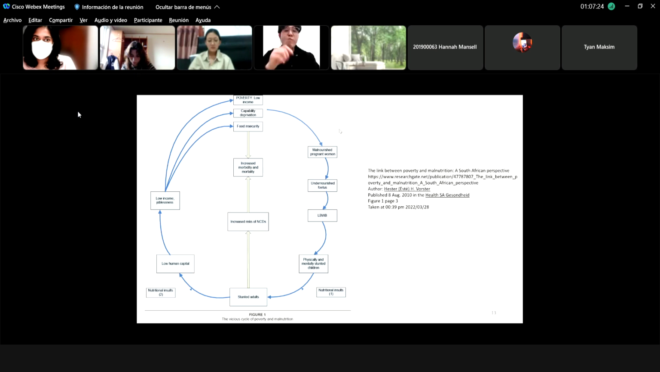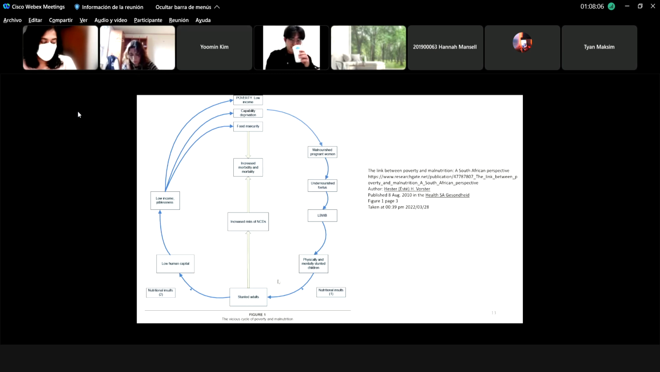As we can see, the main problem they argue is that there's first of all poverty and low income, capability deprivation, and food insecurity, and this leads to malnourished pregnant women. If a woman is malnourished, there's an undernourished fetus, and they call this LBW, which means low birth weight babies. If the babies are born, they are already undernourished, so they have bad potential to develop. As a result, they are physically and mentally stunted children, and then they are also stunted adults.